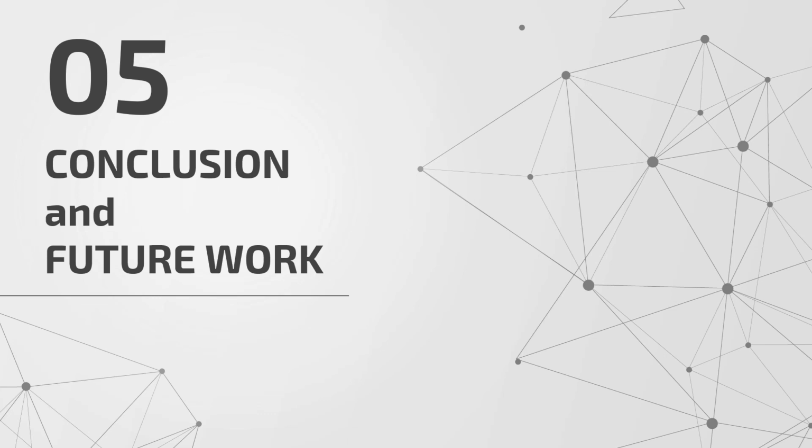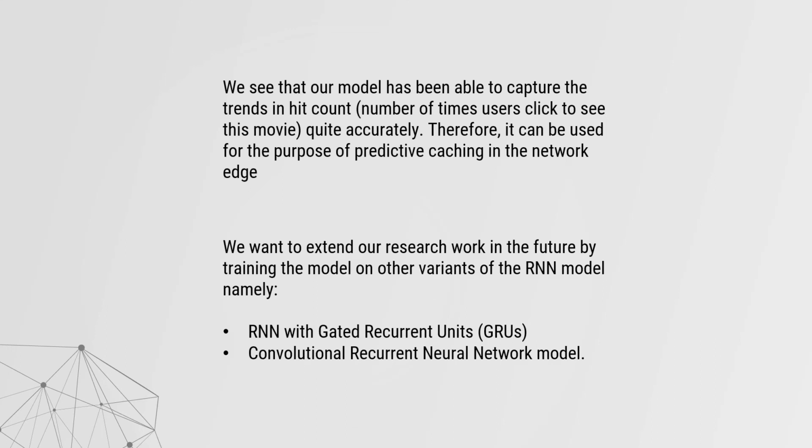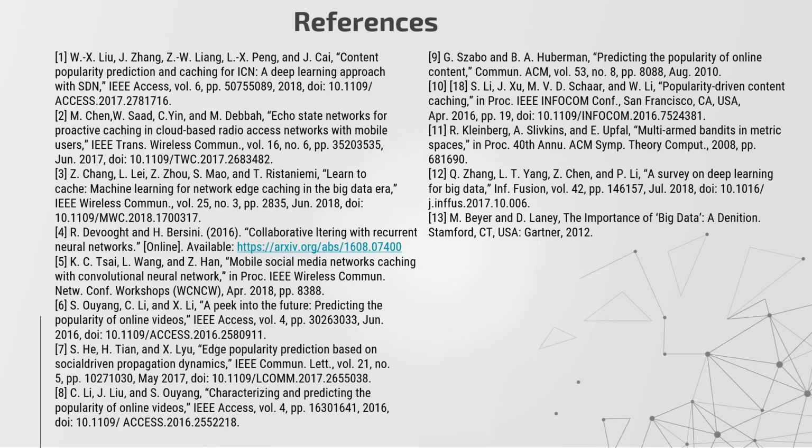So now we come to the end of our presentation, and so basically for extending our work, we want to use the recurrent neural network model with gated recurrent units known as GRUs, and we also want to try out the convolutional recurrent neural network model to build the model that is being trained at the cloud server, and that is being used for gaining prediction of the popularity. So we are very excited for future work, and these are the references of the various papers.